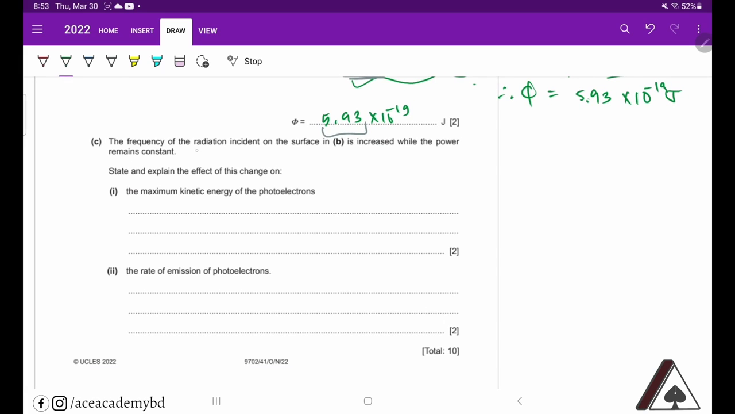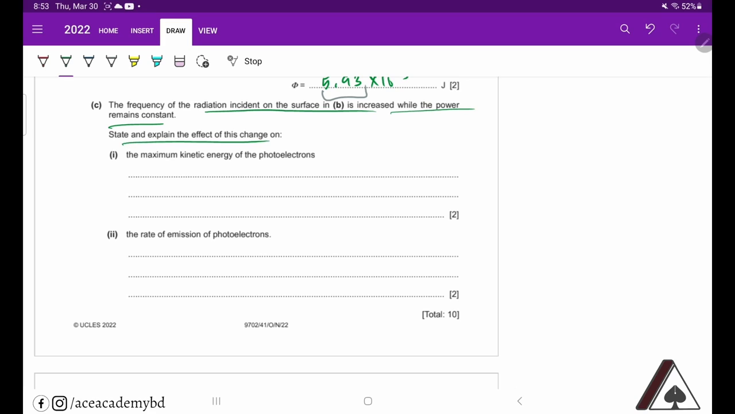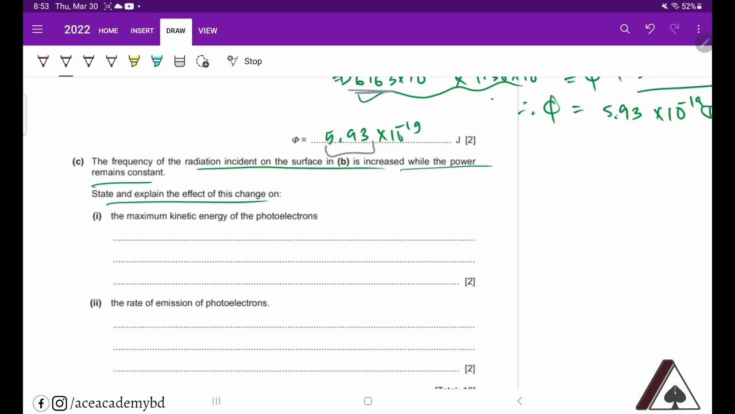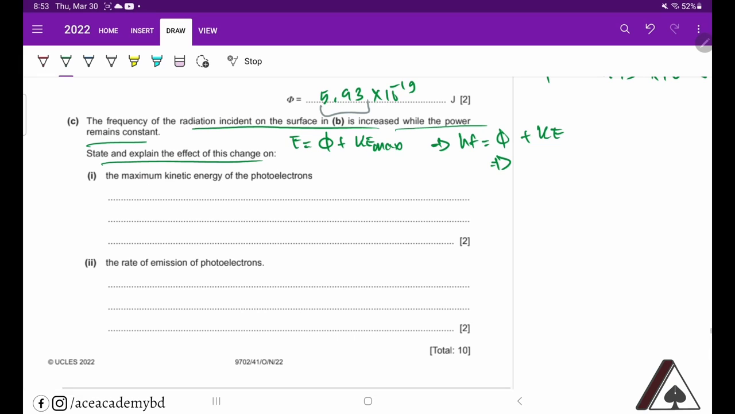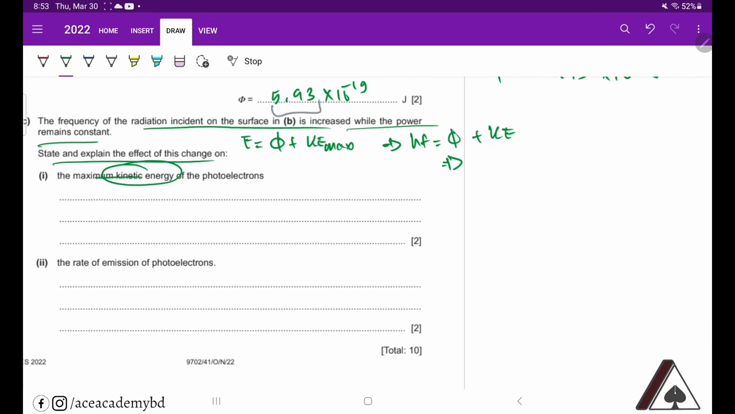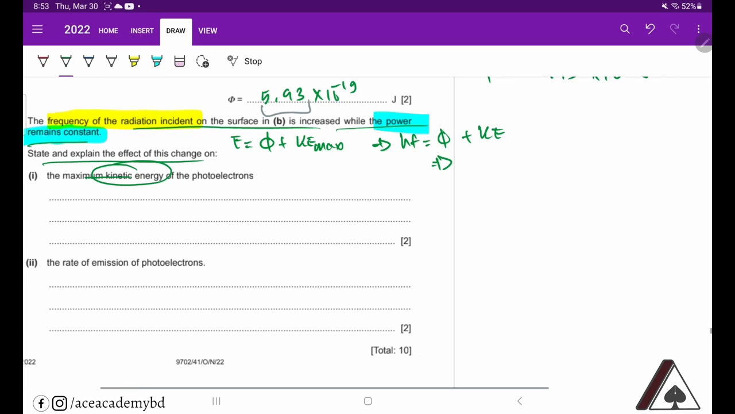Next part, it says the frequency of radiation incident on the surface is increased while the power remains constant. State and explain the effect of this change on the maximum kinetic energy of the photoelectrons and the rate of emission of photoelectrons. So we just have to take a look at the equation. We know E equals work function plus KE max, and E can be written as hf. So hf equals work function plus kinetic energy. First, they're asking about maximum kinetic energy. They're basically increasing the frequency of radiation. And one more important thing is that they have said the power remains constant. So these are the two things we have to keep in mind.